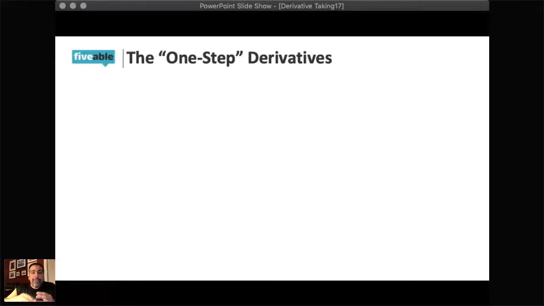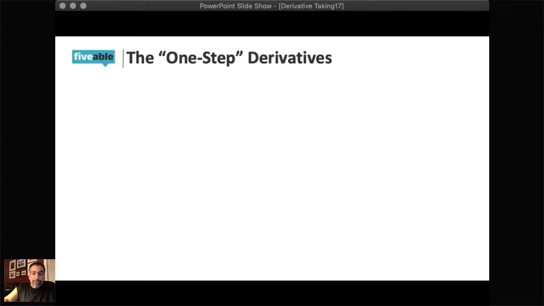The first thing I want to talk about is what I call the one-step derivatives. In my classes, we refer to the derivatives that students are just supposed to know on sight as one-step derivatives. In other words, you can just look at it and tell me the answer. No work needs to be done. You're just familiar with it.